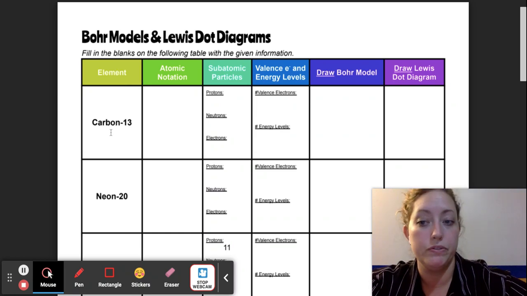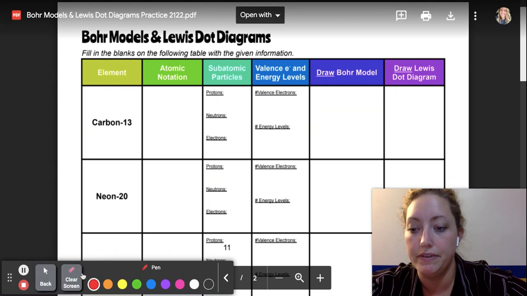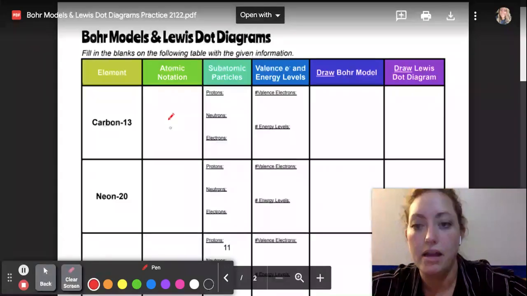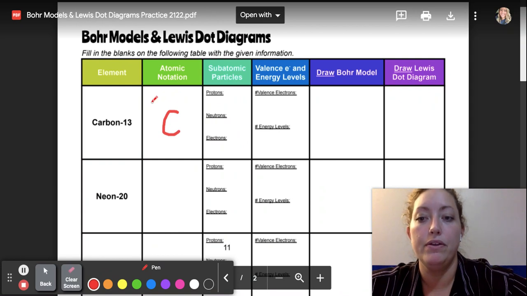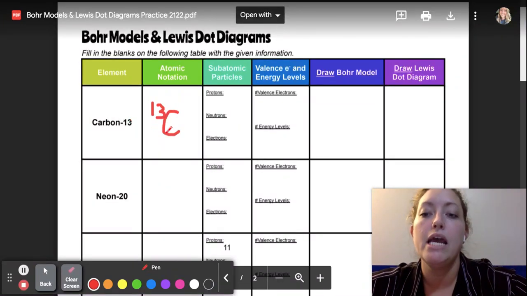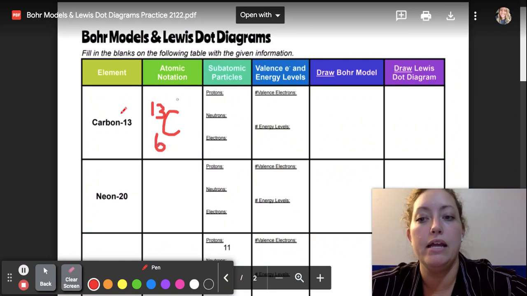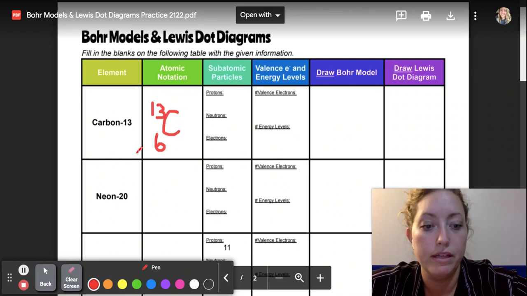So on the first one I gave you, the element was carbon 13. Okay, so the atomic notation. You know that carbon is a C. 13 tells you right there in the notation that it has a mass of 13. You can look up on your periodic table and see that carbon has an atomic number of 6. And this one we're assuming is neutral because it doesn't tell us that there's a charge, so we're not going to have anything in this top corner.